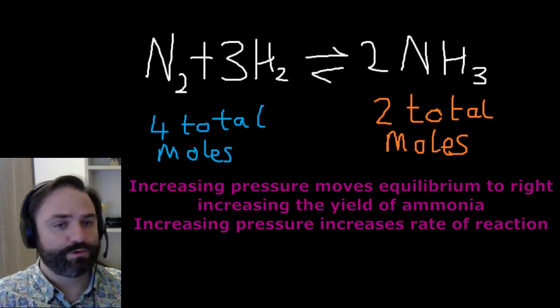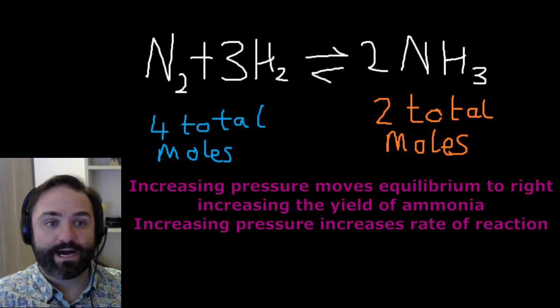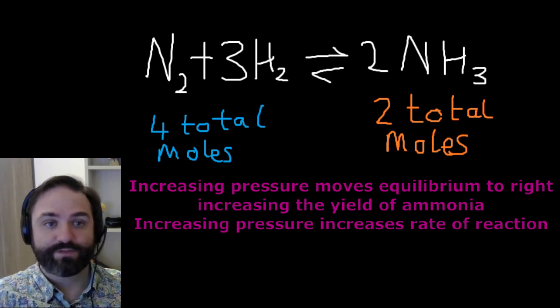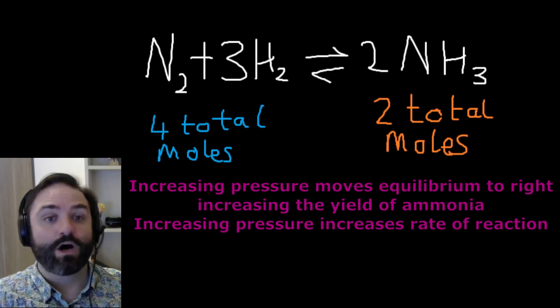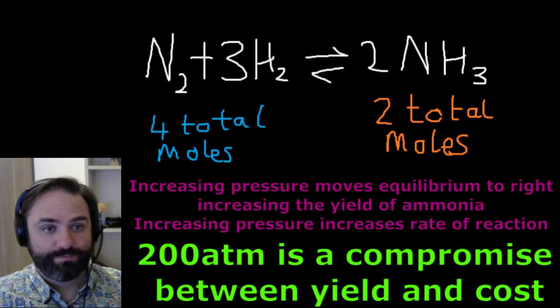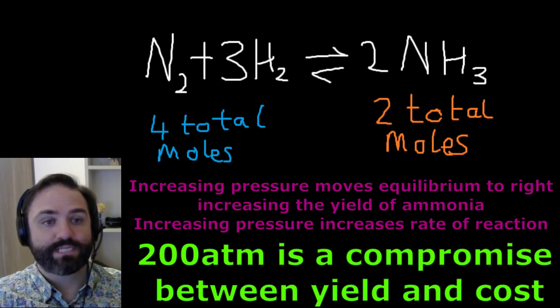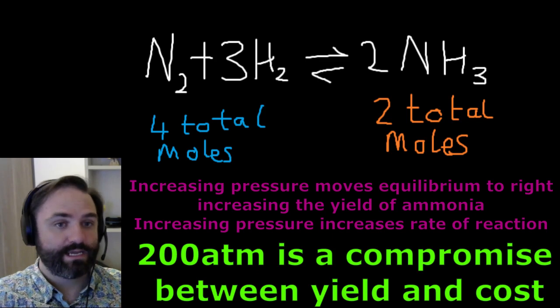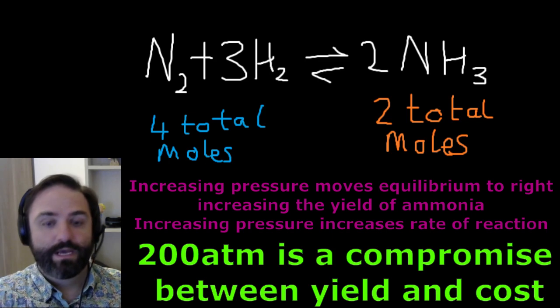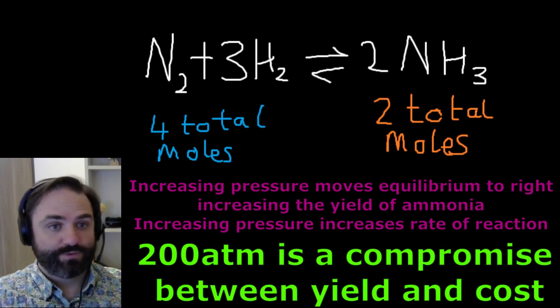Why do we stop at 200 atmospheres? Because high pressures are expensive. They cost a lot of money for specialized equipment, and they are unsafe. So the pressure chosen is 200 atmospheres because that is a trade-off between a high yield and safety or cost. Okay. So that's the conditions for the Haber process. You have to memorize those.